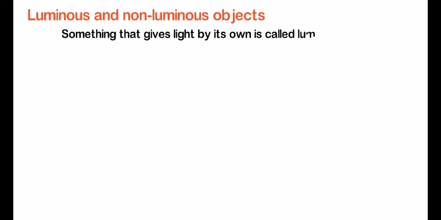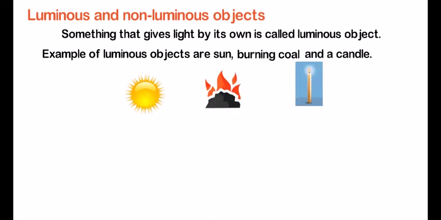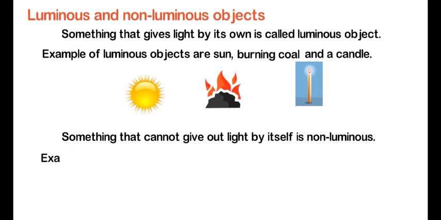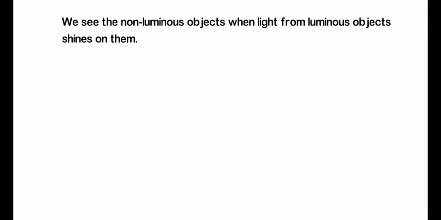Luminous and non-luminous objects. Something that gives light by its own is called a luminous object. Examples of luminous objects are sun, burning coal, and a candle. Something that cannot give out light by itself is non-luminous. Examples are window, table, pencil, etc. We see the non-luminous objects when light from luminous objects shines on them. We cannot see non-luminous objects in dark.